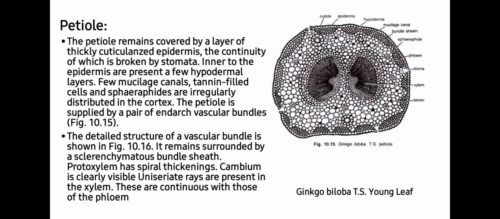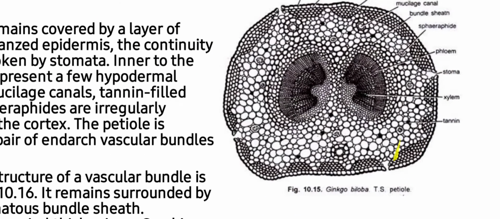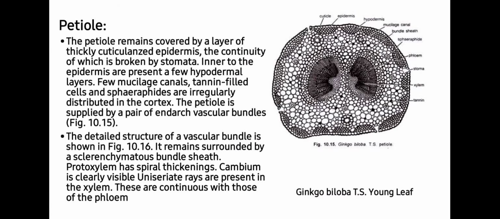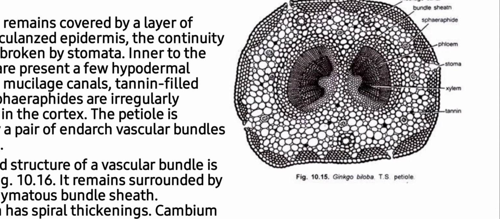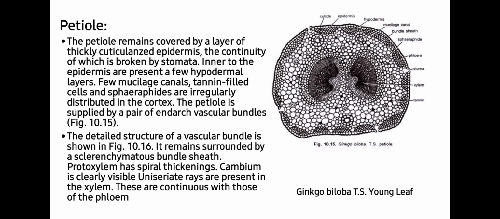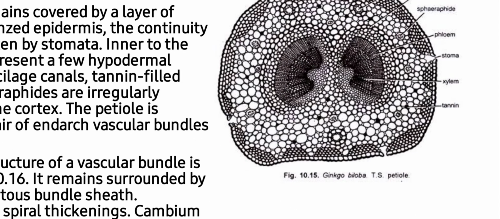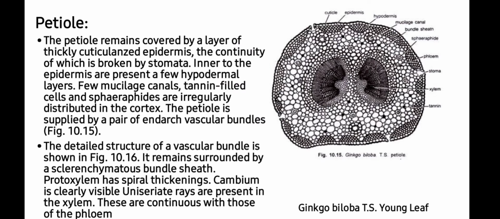If we talk about the petiole of the Ginkgo, we will see again stomata break up the continuity of the epidermal cells and the epidermis is highly cuticularized. And we will see here resin canals are there and vascular bundles are 2 in number. They are surrounded by the sclerenchymatous bundle sheath. Except that, mucilage canals, tannin-filled cells and spheroraphids are irregularly distributed in the cortex.